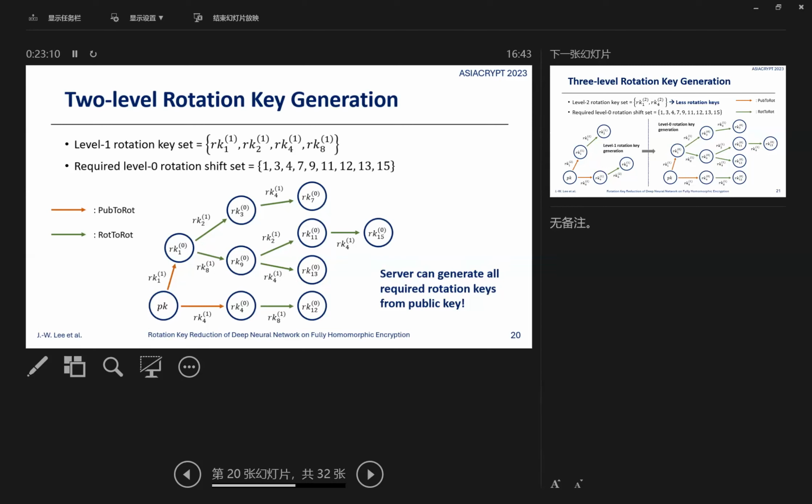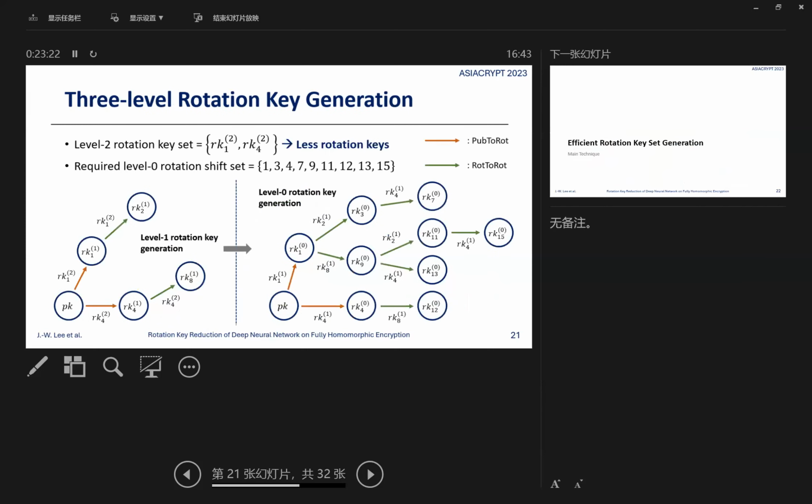If you understand this concept, then the main idea of the paper is conveyed. And there is a 3-level rotation key generation scheme, then this can be generated with the next rotation keys. So offline, we can generate the level rotation keys, and we can use this rotation key generation at the low level too.